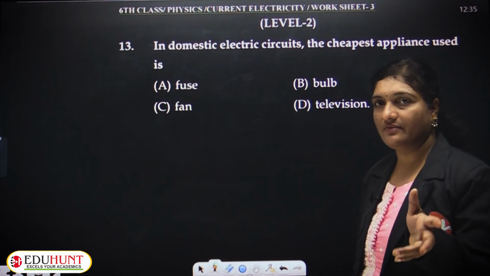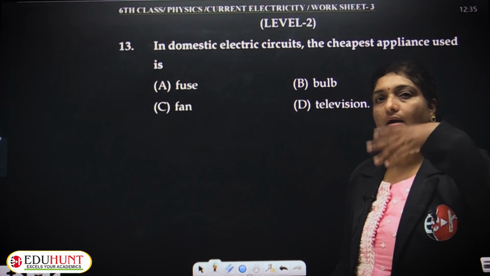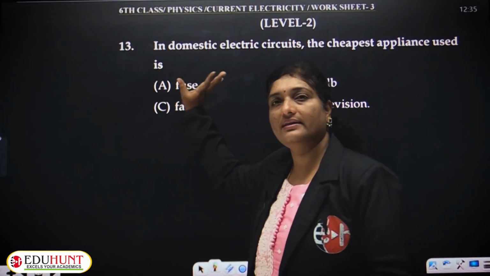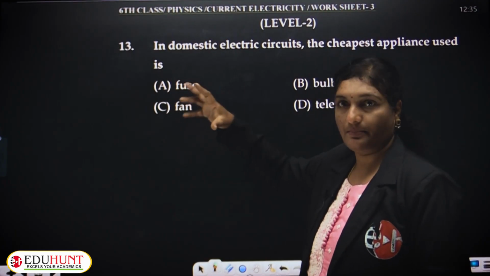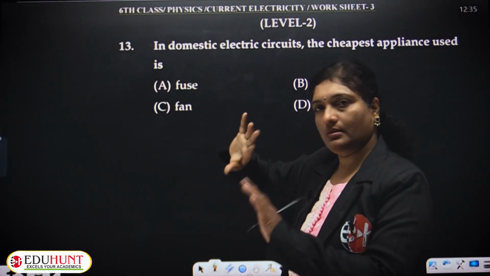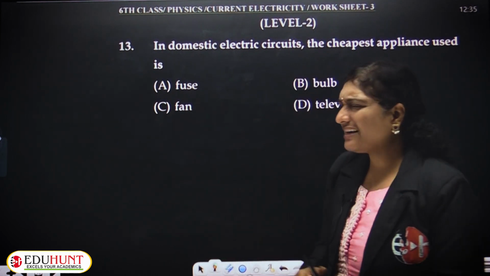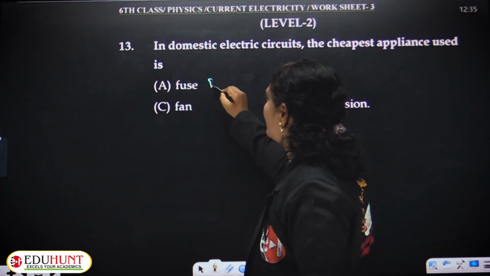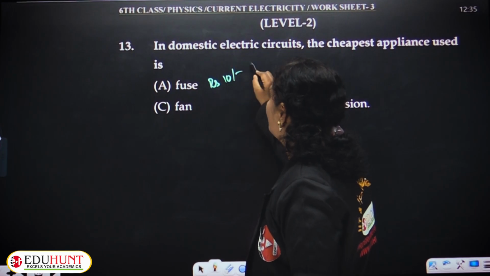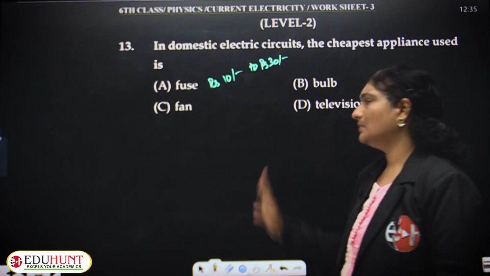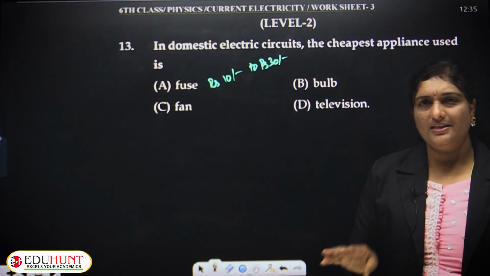Fuse wire itself is called a fuse, because during the construction of the house, they will be connecting it along with the meter main. Here, fuse indicates the fuse wire. That fuse wire is hardly worth something like 10 rupees to 30 rupees. That's it, children. It is very cheap in price.